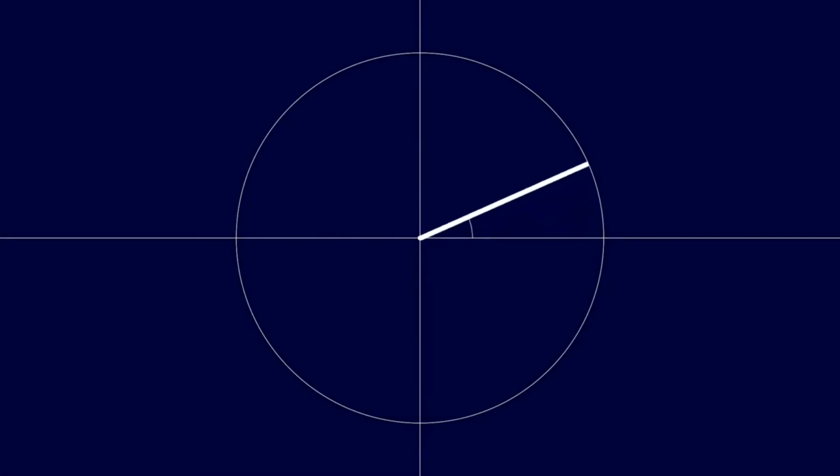We all know how to express angle sizes. This is a 30-degree angle, a 60-degree angle, and this one is 90 degrees.